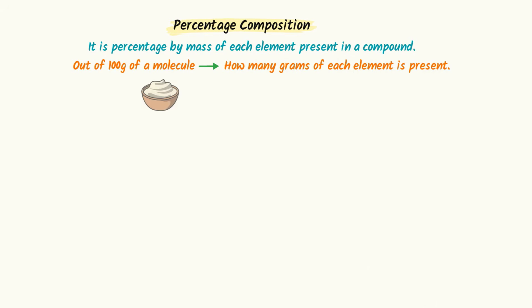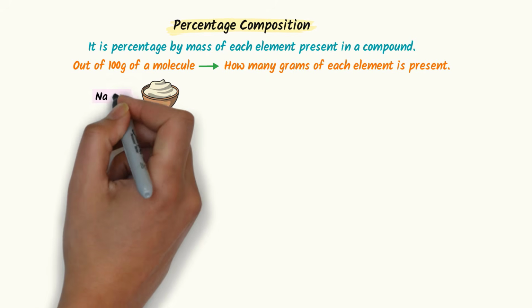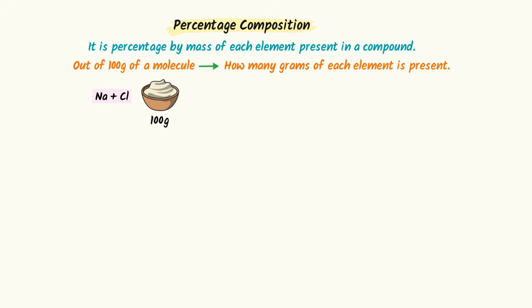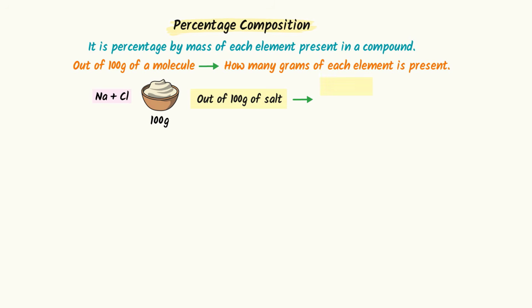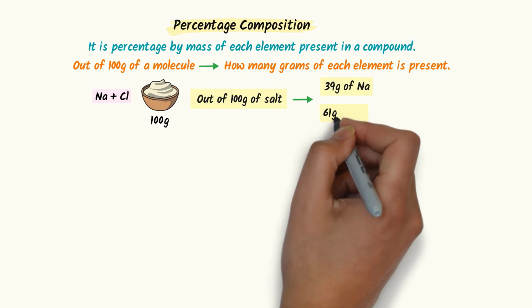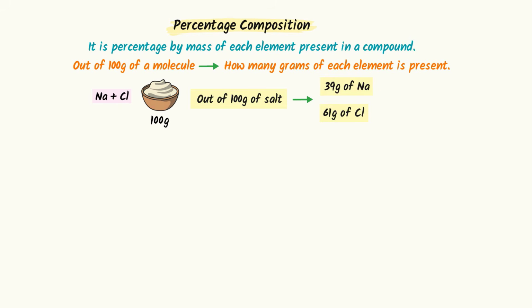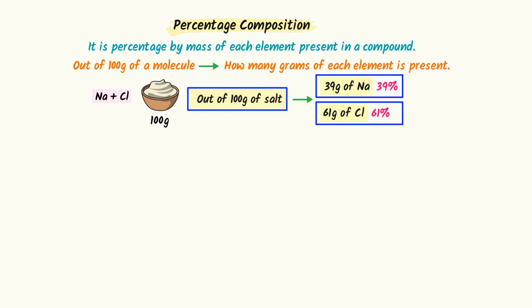For example, consider common salt. It is made up of sodium and chlorine. Let me take 100 gram table salt. Now I say out of 100 gram of table salt, there are 39 gram of sodium and there are 61 gram of chlorine. So we say that percentage composition by mass of sodium is around 39% and the percentage composition by mass of chlorine is around 61% in table salt. Thus we say that percentage composition means out of 100 gram of a molecule, how many grams of each element is present.